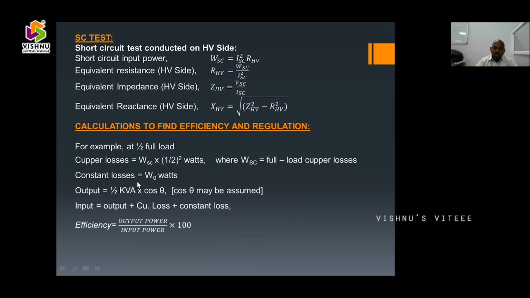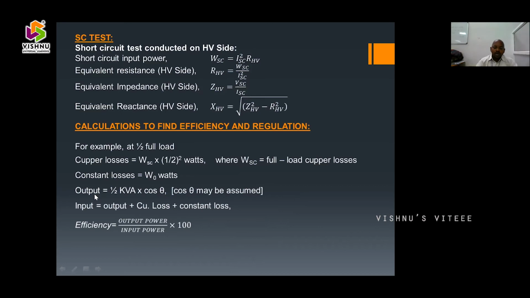And the constant losses we get from the no load test on a transformer, that is, the open circuit test. That is W naught. We get W naught from the open circuit test on the transformer, and WSC we get from the short circuit test on the transformer.